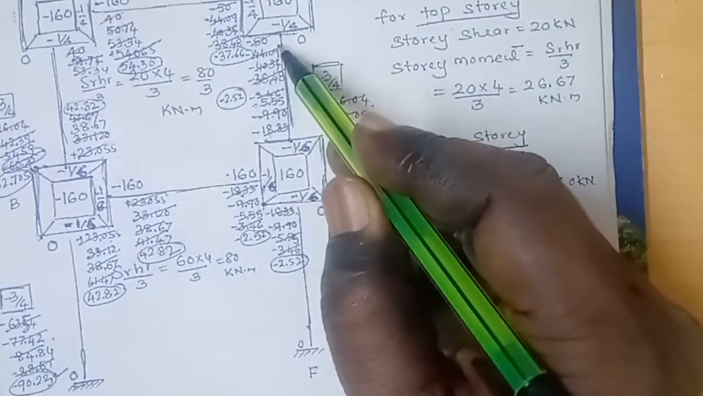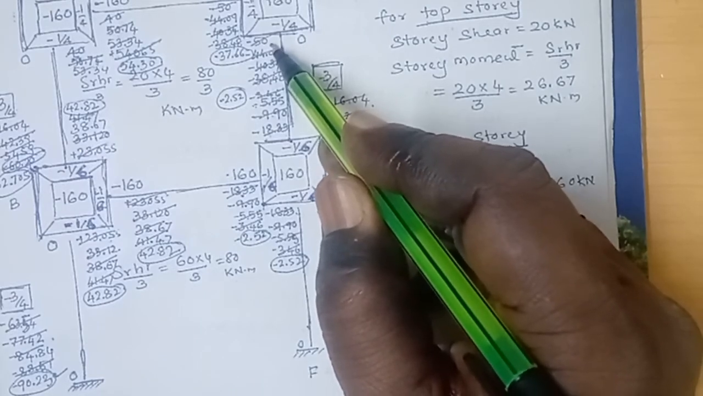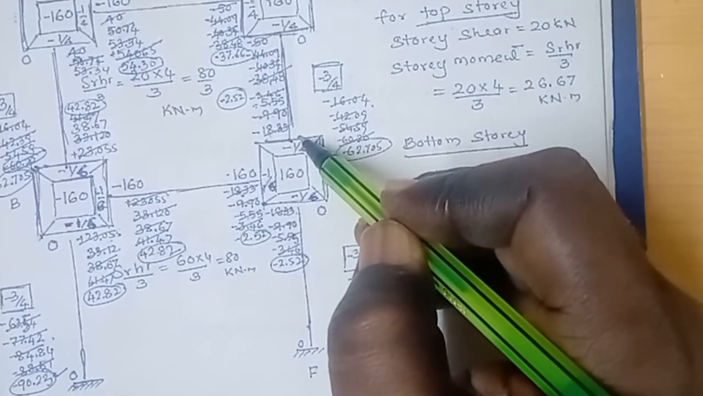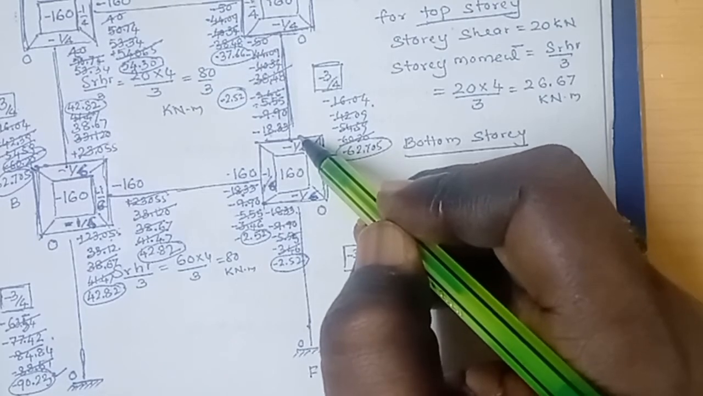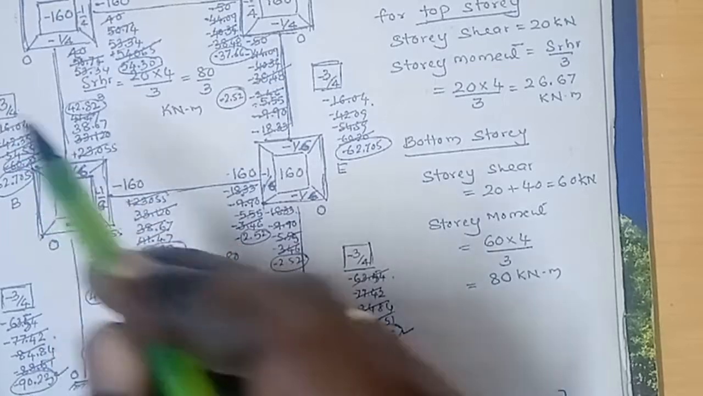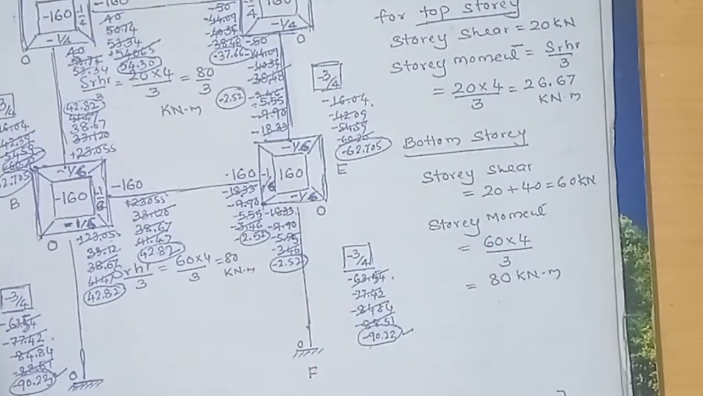Then from this column, that is the upper story, that is my upper end, that is minus 50, lower end minus 18.33. Here after simplification you will get minus 16.04, that we have to write here, minus 16.04. M double dash DE, that is also minus 16.04.